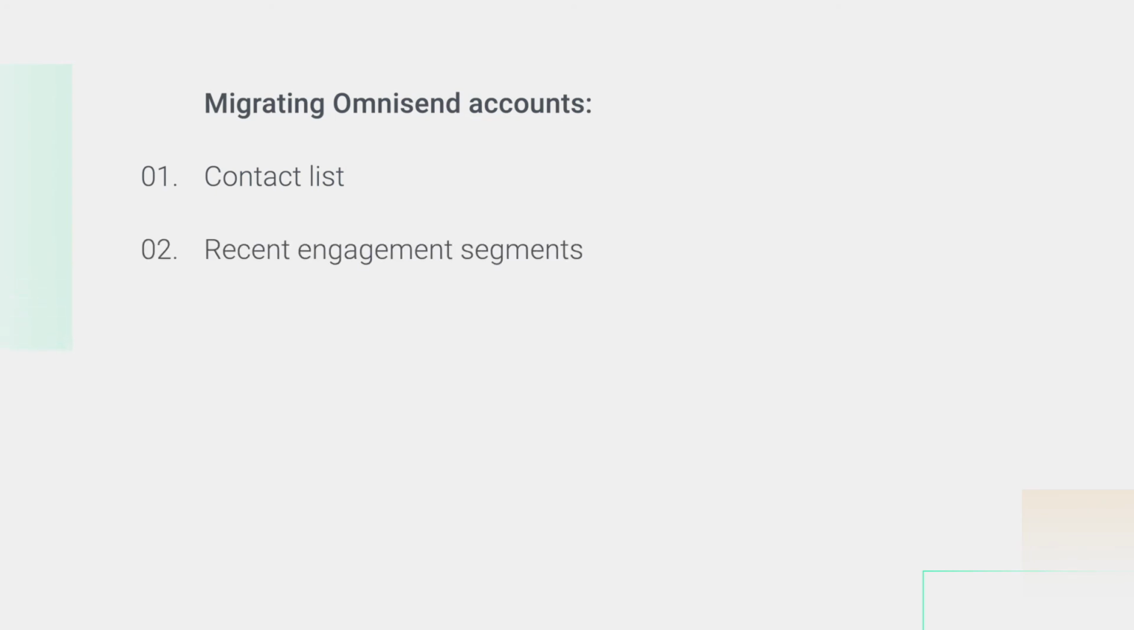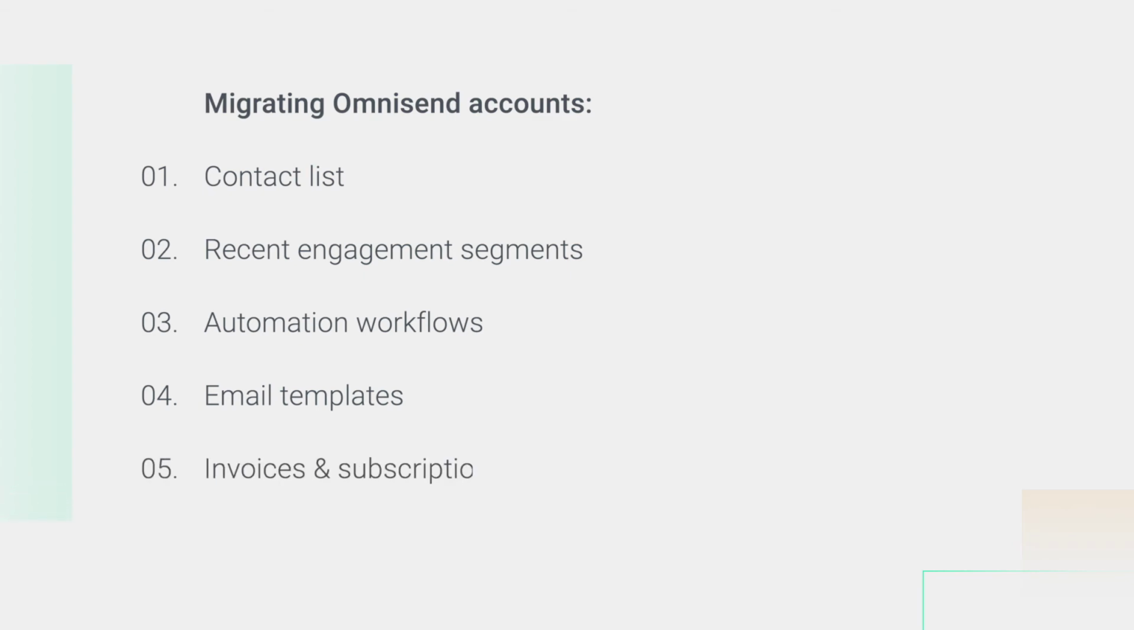To recap, here are the 5 exact steps to migrating to a new Omnisend account. First, import your contact list, and then transfer some recent engagement segments. Next, copy automation workflows, and copy email templates. Finally, download invoices and transfer your subscription.